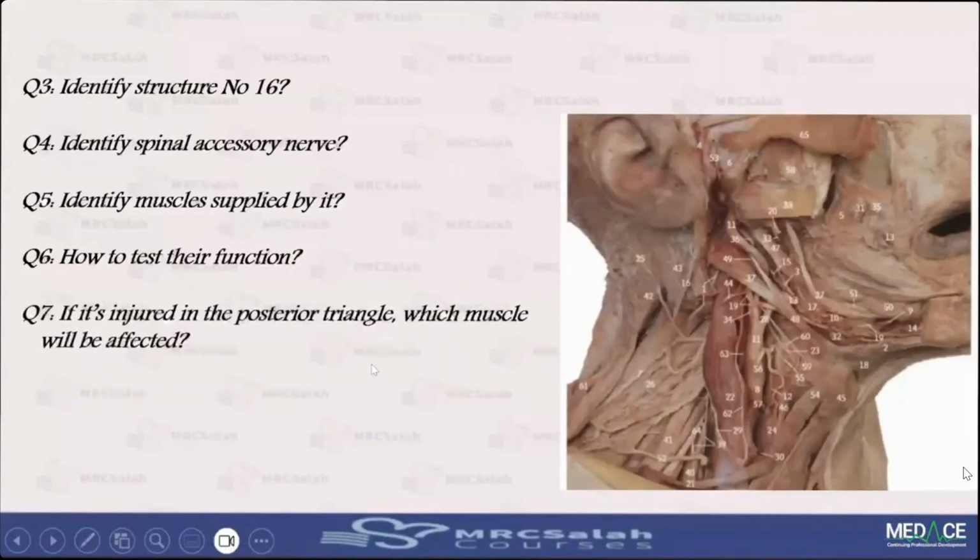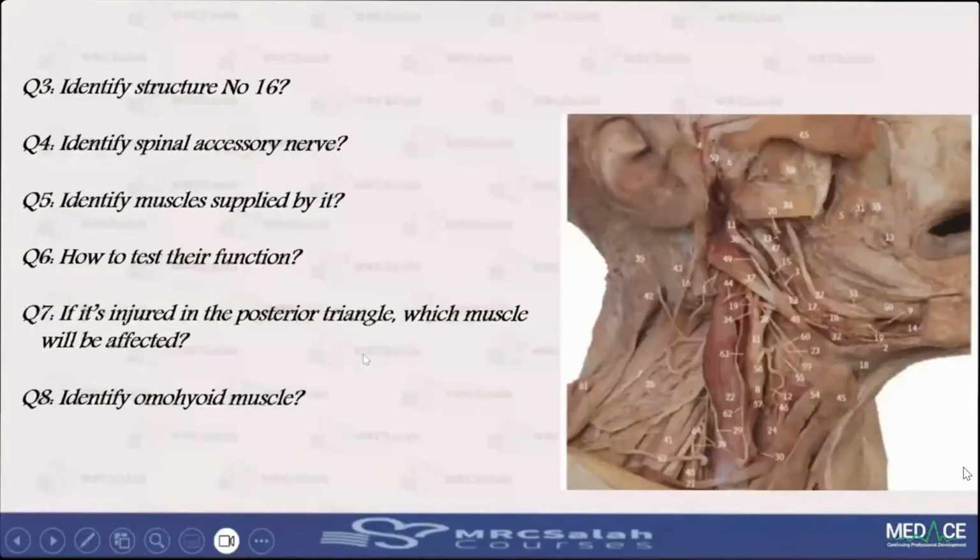If it's injured in the posterior triangle, the spinal accessory nerve, which muscle will be affected? If it's in posterior triangle, common sense, trapezius should be. I'm not sure 100%, but I think because it supplies the sternocleidomastoid before it passes to the posterior triangle.